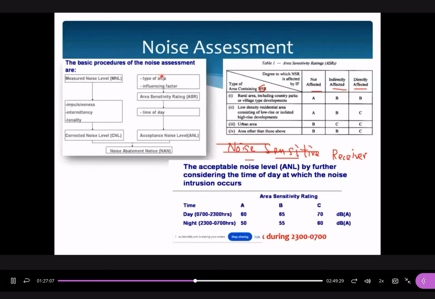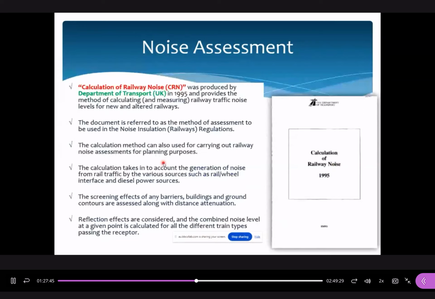And then you can compare the acceptable noise level and your calculated noise level to see which one is higher. If the corrected noise level is lower than the acceptable one, it means no further actions are needed. If the corrected one is higher than the acceptable noise level, the authority could issue a noise abatement notice to you. This is a warning notice. That means you need to take appropriate actions to reduce the noise effects. This is our main target.